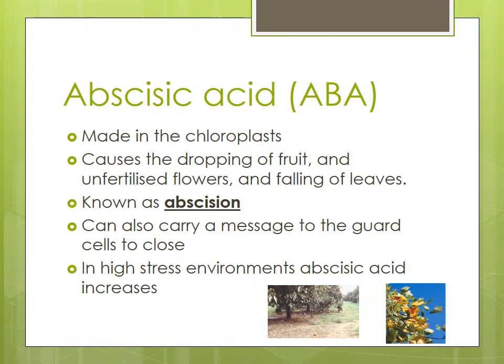So the first one is the ABA, the abscisic acid, and this is made in chloroplasts. And what the ABA does is it causes the dropping of fruit and unfertilized flowers, and it makes leaves fall off the plant. And this process is known as abscission. What it does is it can also carry messages to the guard cells, remembering those are the ones around the stomata, forcing them to close. And you generally have this more when you're in high stress environments, so the abscisic acid level will increase when the environment isn't as conducive as it was towards that plant's survival.